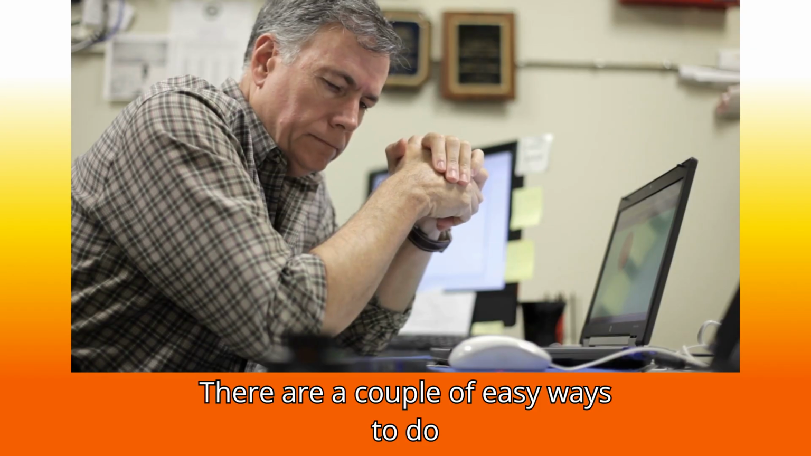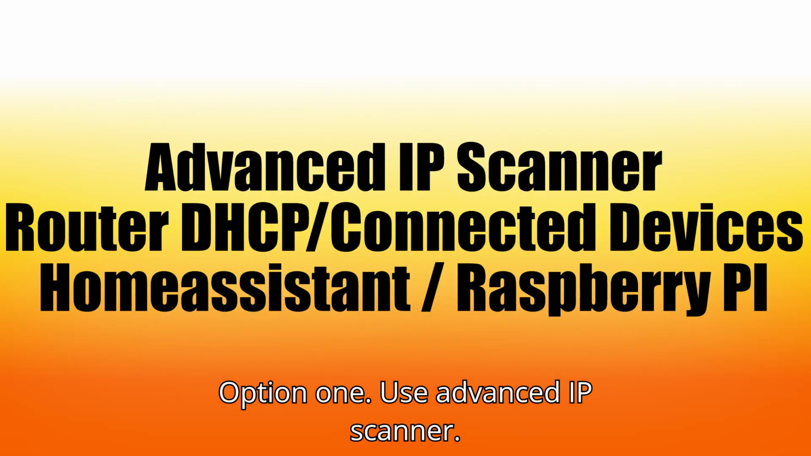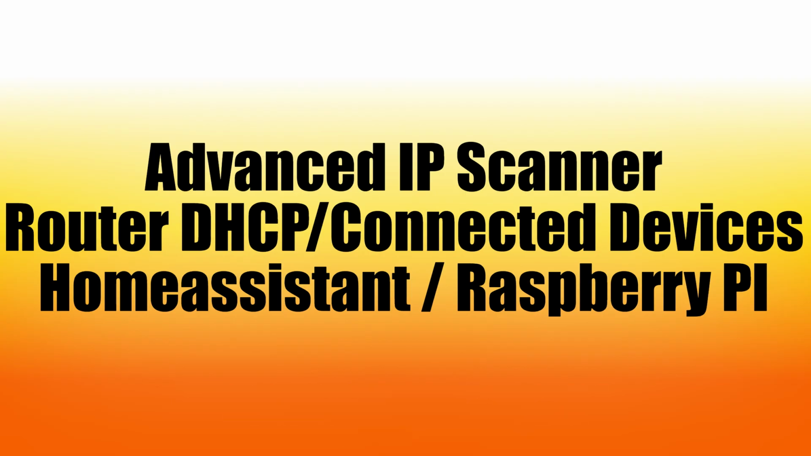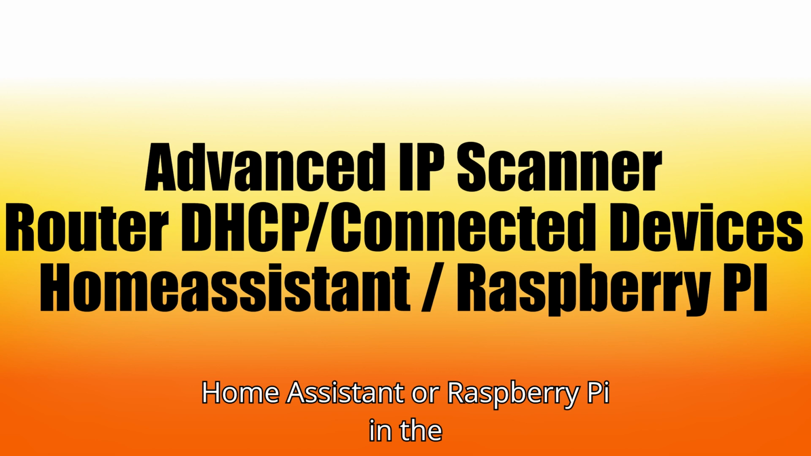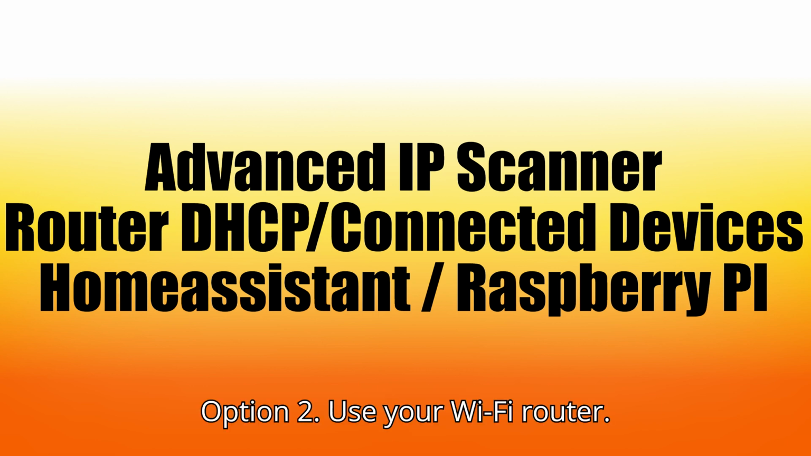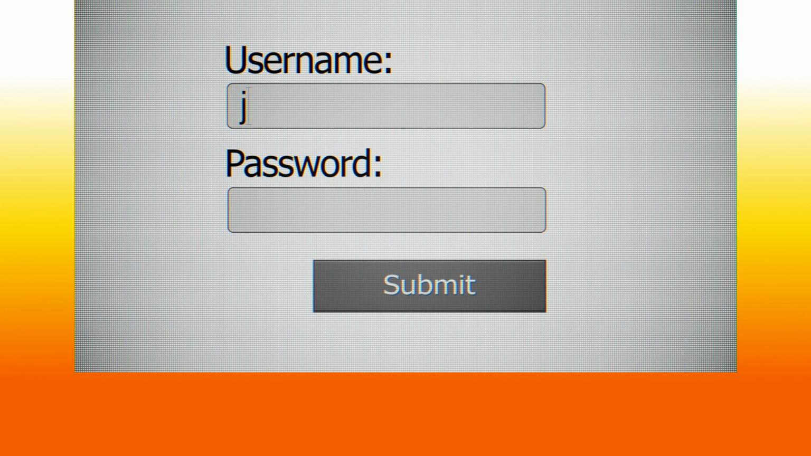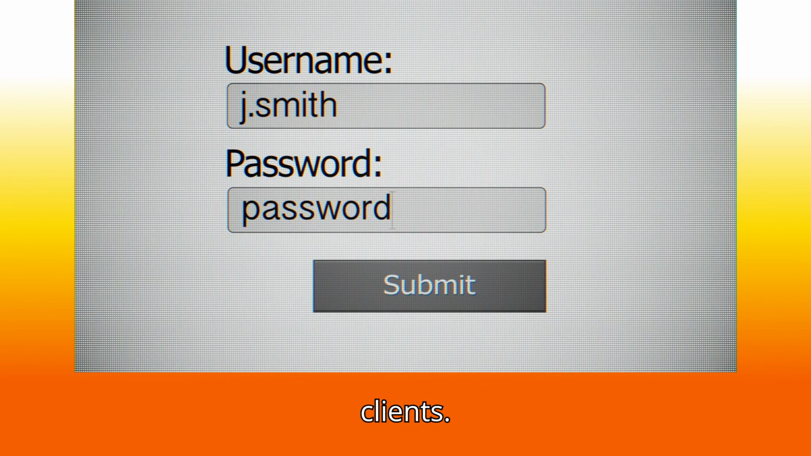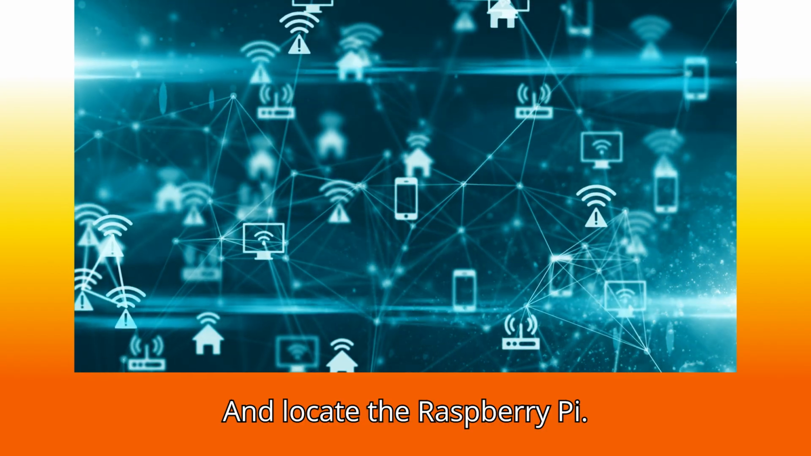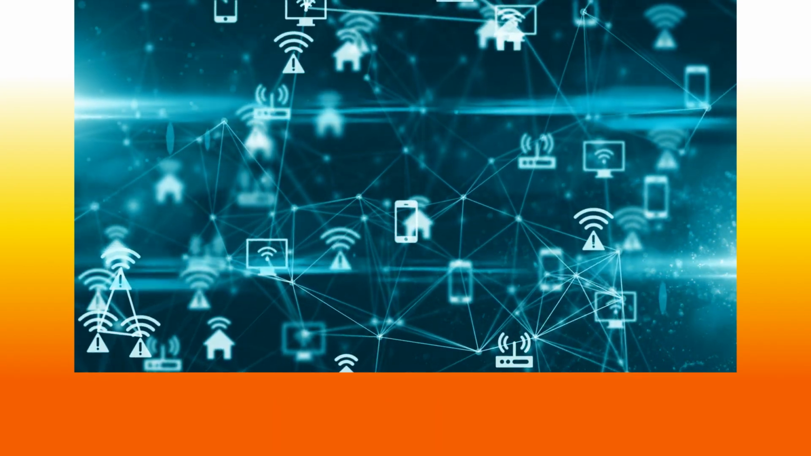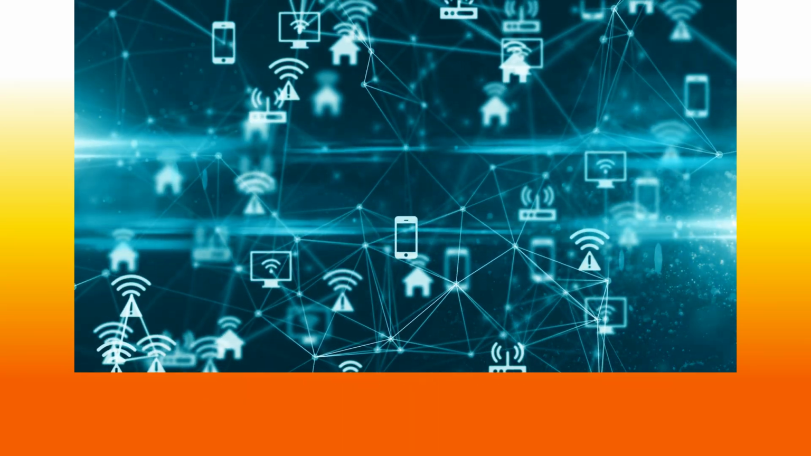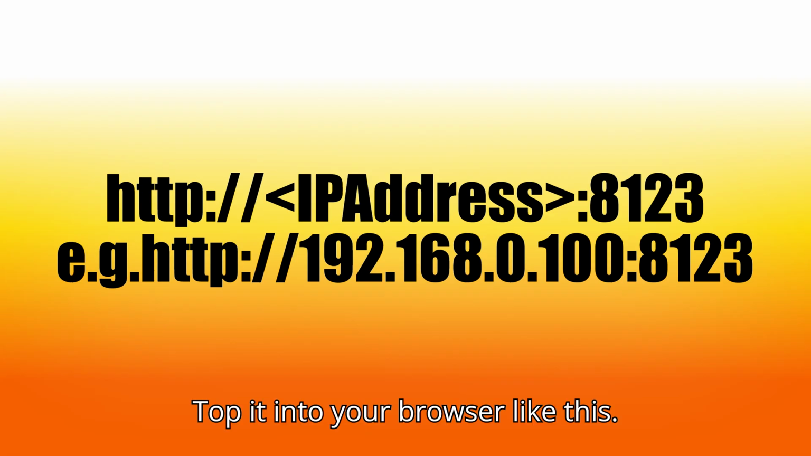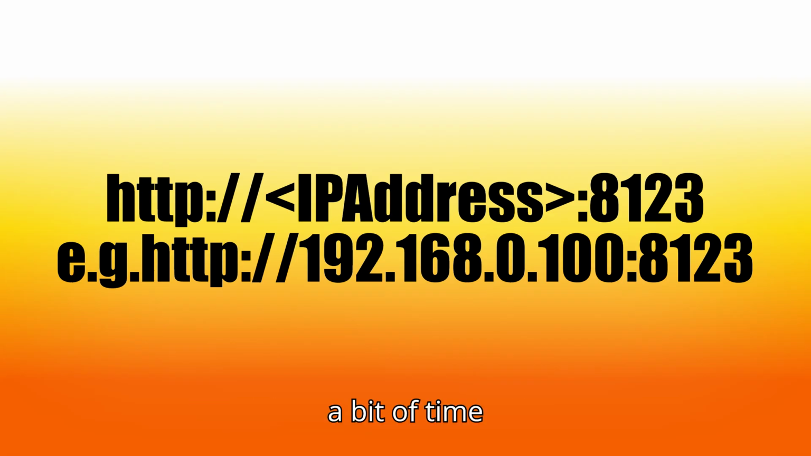There are a couple of easy ways to do this. Option 1, use Advanced IP Scanner. Download and install Advanced IP Scanner and look for something like Home Assistant or Raspberry Pi in the list. Option 2, use your Wi-Fi router. Log into your router's admin page. Find a list of connected devices or DHCP clients and locate the Raspberry Pi. It should be listed there with its IP. Once you have the IP address, type it into your browser like this. Give it a bit of time.